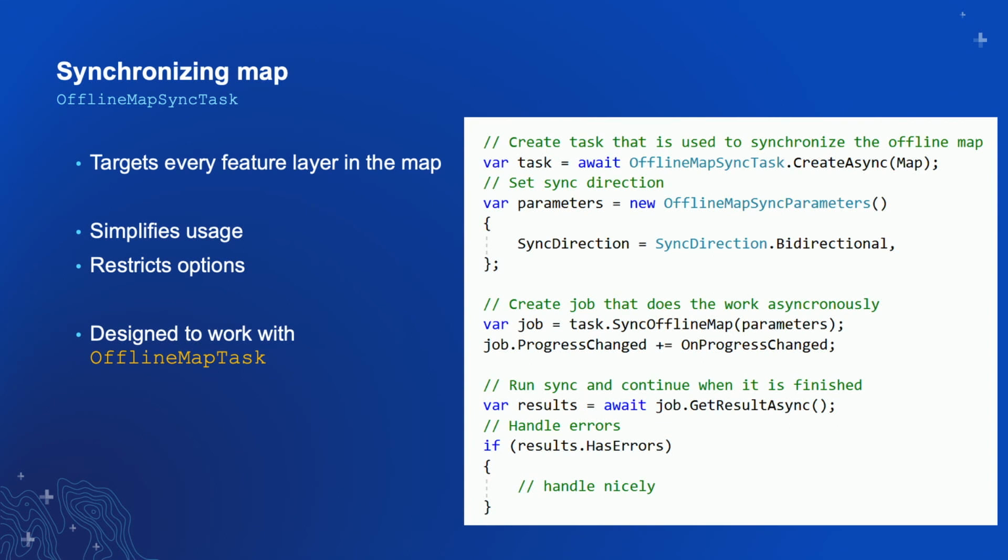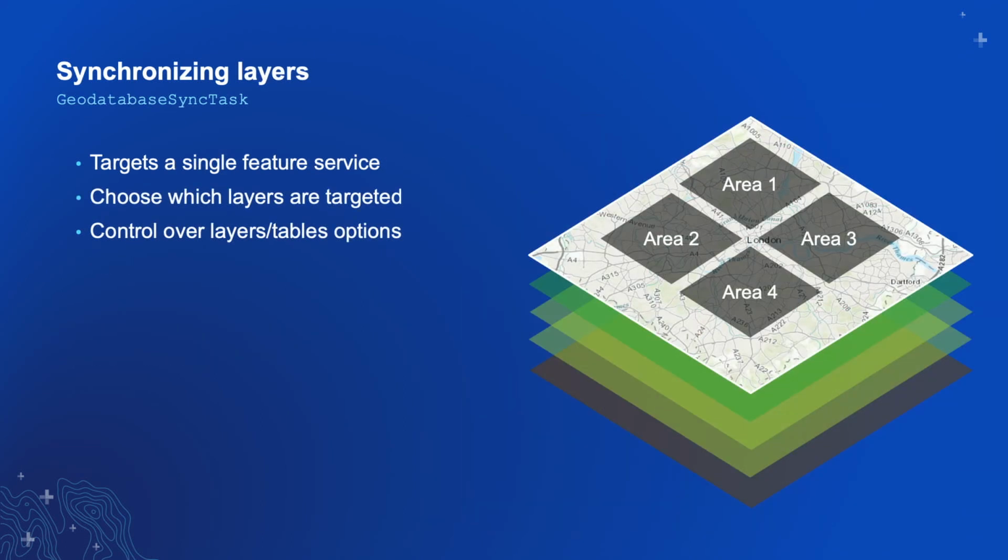And synchronizing the map is really easy. We provide an offline map sync task that basically looks at all the feature layers in your map and calls sync for them and handles the multiple geodatabases that might be in your map. If you wanted more control over the ability to sync each layer independently, then we provide a more fine-grained geodatabase sync task that you can use. But the map sync task is much more convenient, and we recommend you use that wherever possible.